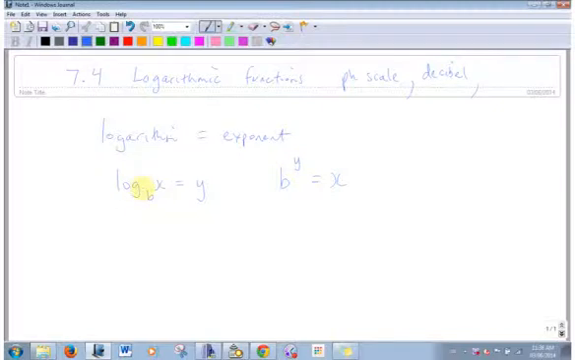Like this thing is the exponent, right? My exponent here is y. That's what a logarithm is. It's the exponent. So it's saying the exponent which we put on a base b is equal to x. That's what it says. The exponent on b to get x.